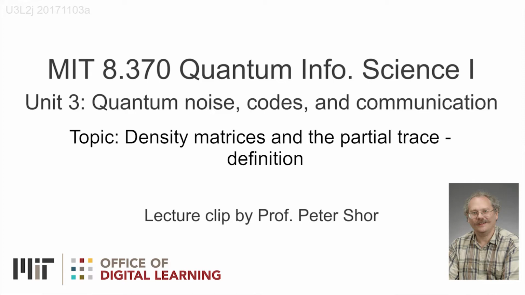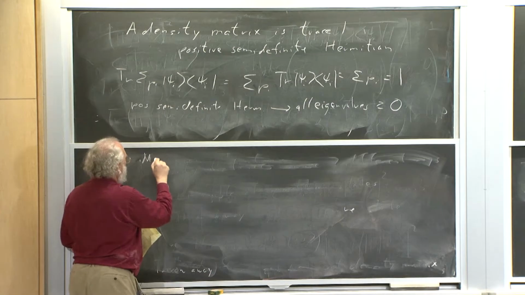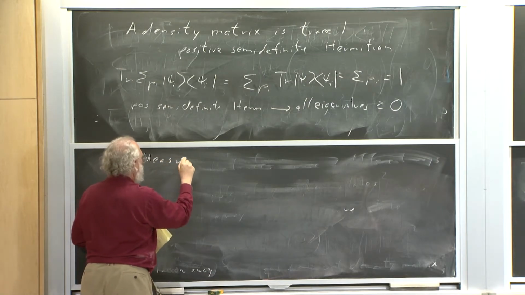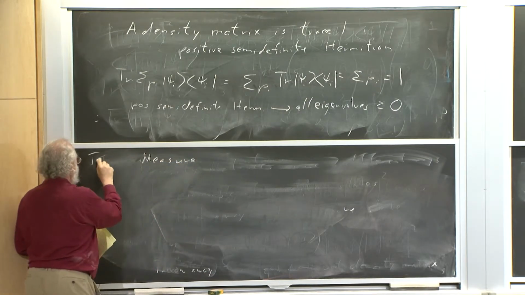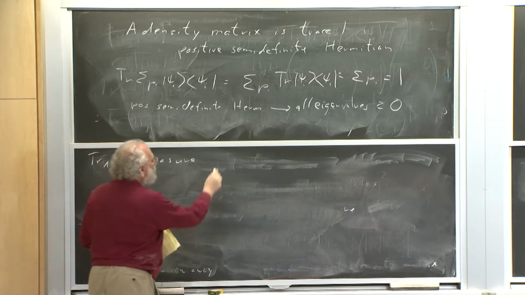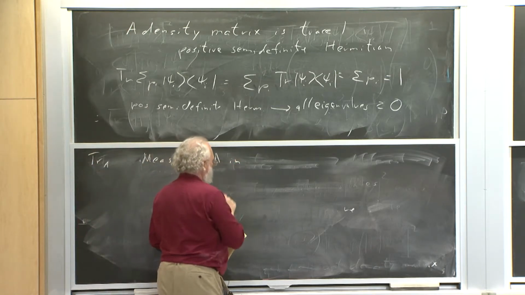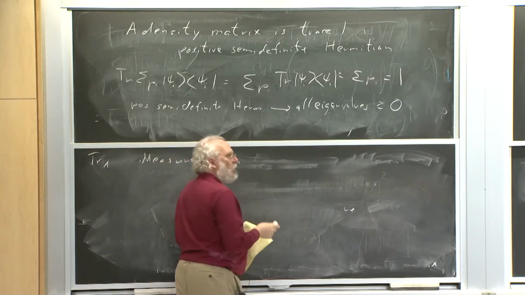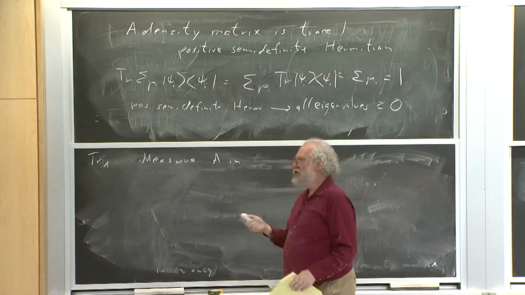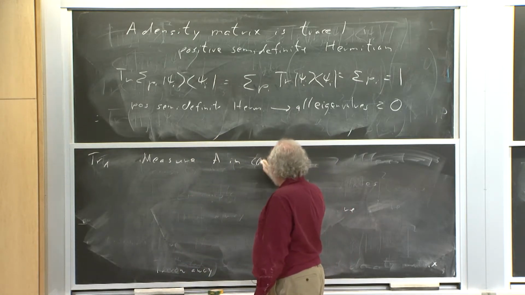So now I want to explain how we come up with this and give you a formula for it. Measure, trace on A. Measure A in, well, it doesn't matter which basis you measure A in, but let's say the canonical basis.